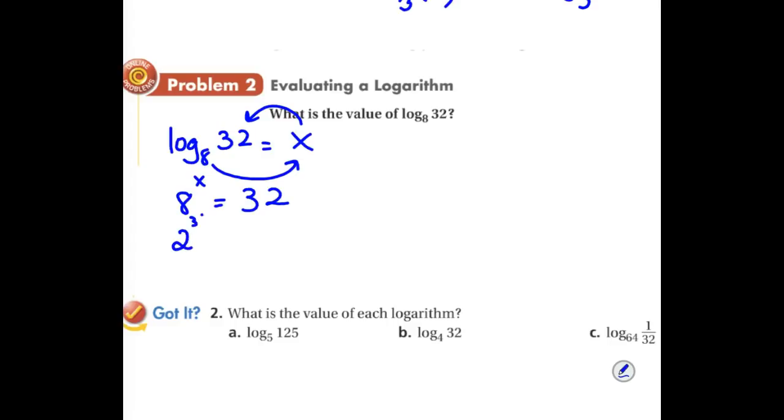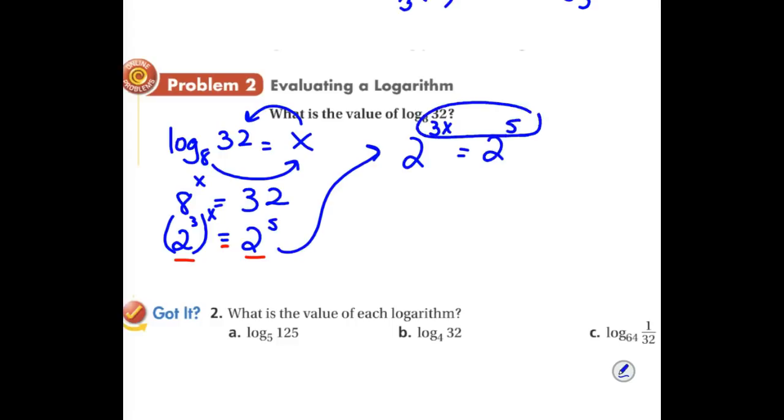So 8 is 2 cubed. It's being raised to the x power. On the other side, 32 is 2 to the 5th. And if our bases match, and they're equal, then our powers have to match. So simplifying this, we have 2 to the 3rd, and then that raised to the x power. That's the same as saying 2 to the 3x equals 2 to the 5th. These have to be equal. So 3x has to equal 5, which means x, this missing power that we're looking for, would be a 5/3.